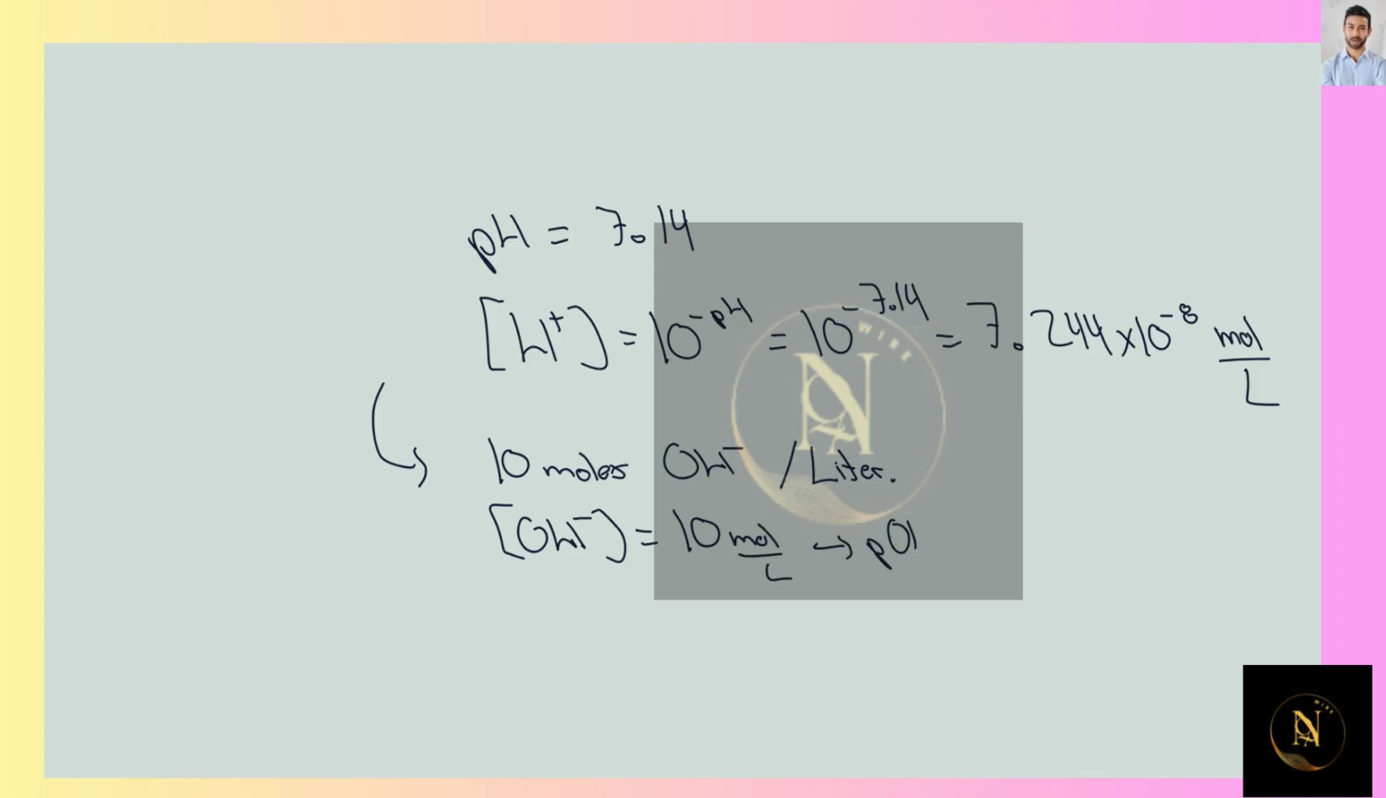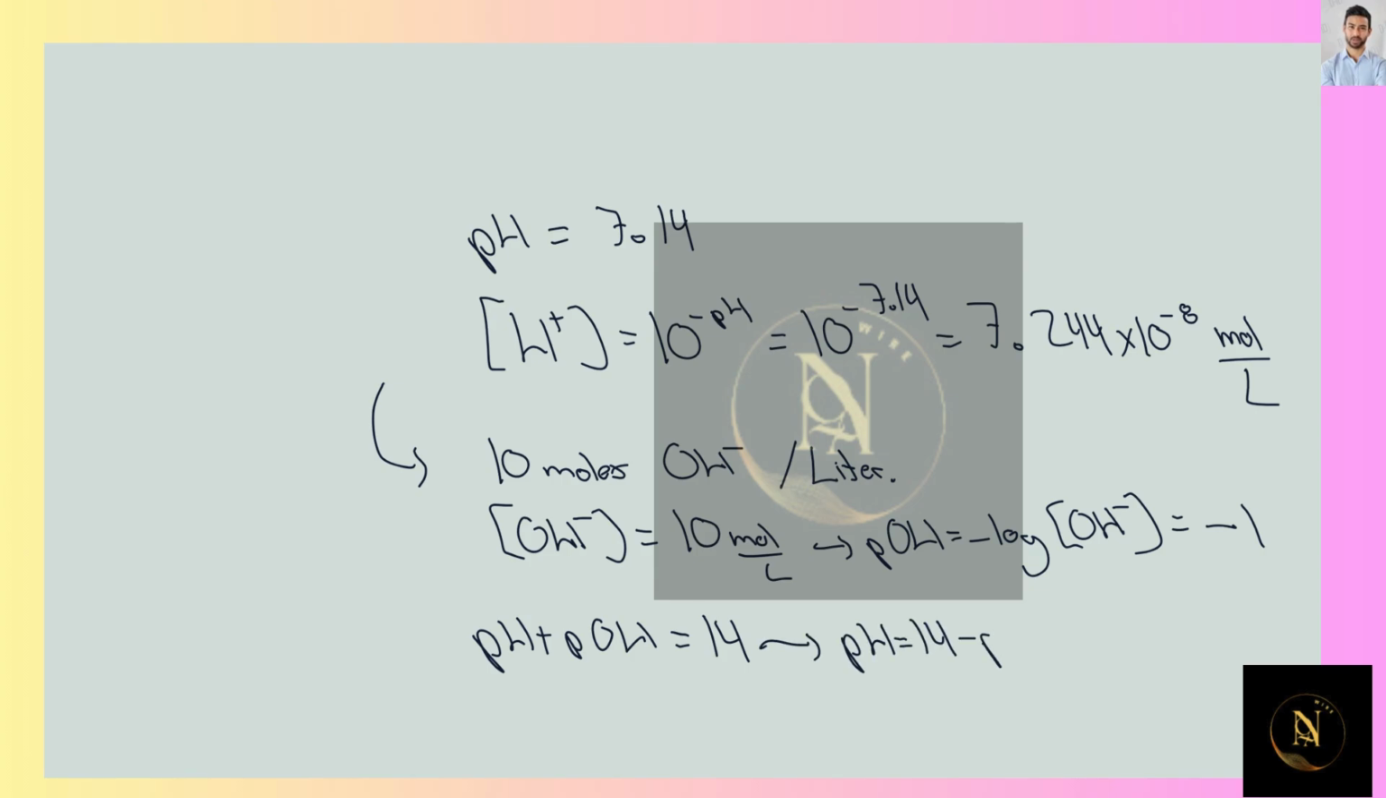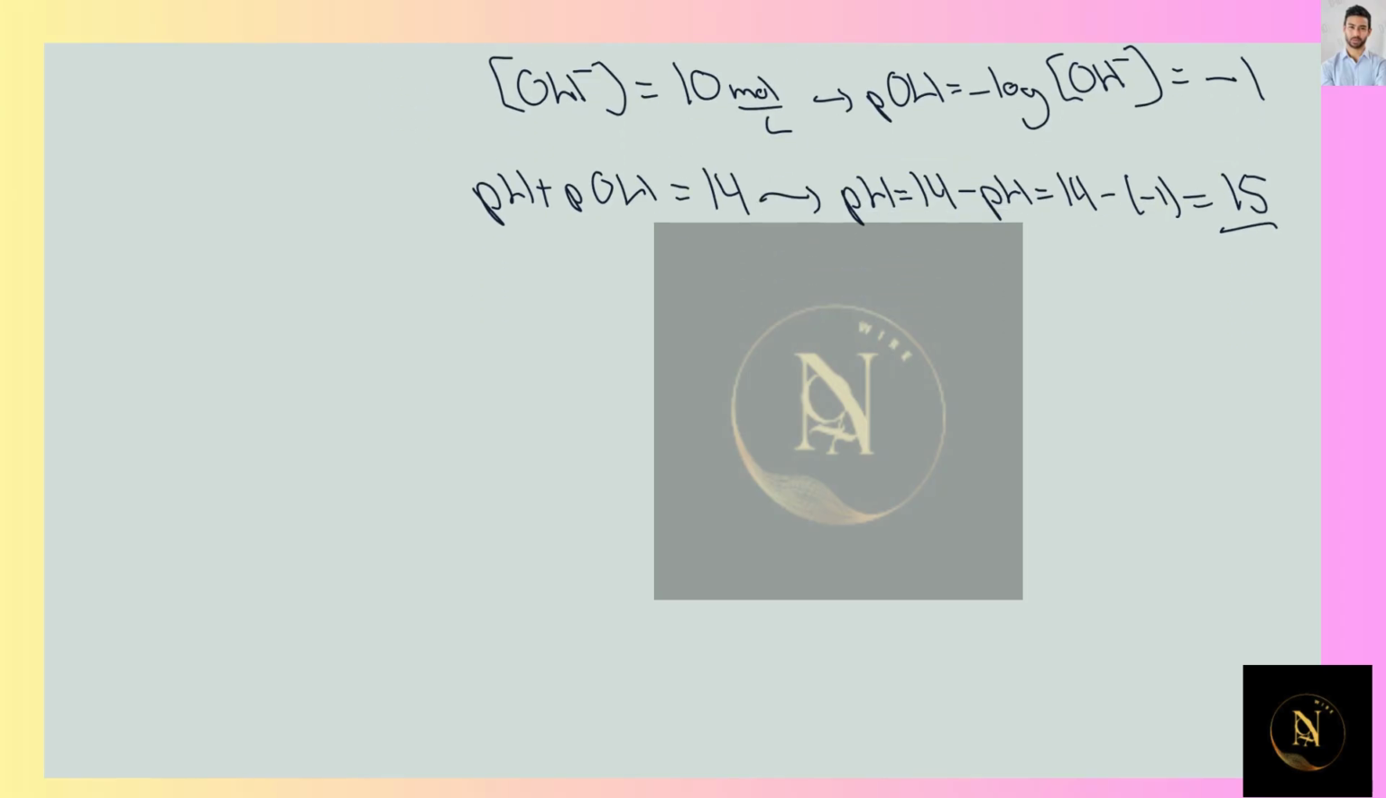We can calculate the pOH, that is minus the logarithm of the concentration of OH minus, and this is equal to minus logarithm of 10 to the 1. So the result is minus 1. So using the relationship between pH and pOH that needs to be equal to 14 because that is the dissociation constant in water, we know that the value for pH would be 14 minus pOH, in this case, 14 minus minus 1. So a pH equal to 15. A very, very alkaline solution, as the problem states.